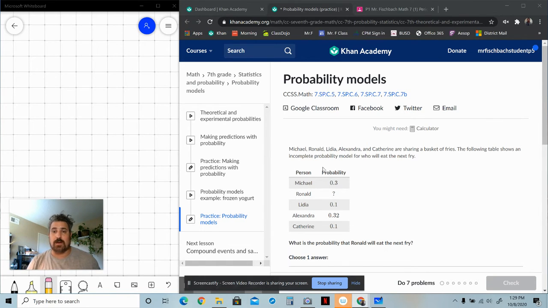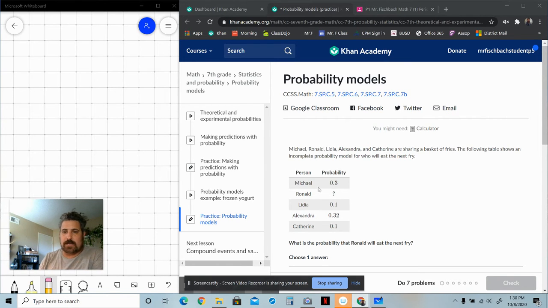We're going to do this one on the Con scale of probability models, so understanding probability models. It says Michael, Ronald, Linda, or Lydia, Alexandra, and Catherine are sharing a basket of fries. The following table shows an incomplete probability model for who will eat the next fry. What is the probability that Ronald will eat the next fry?